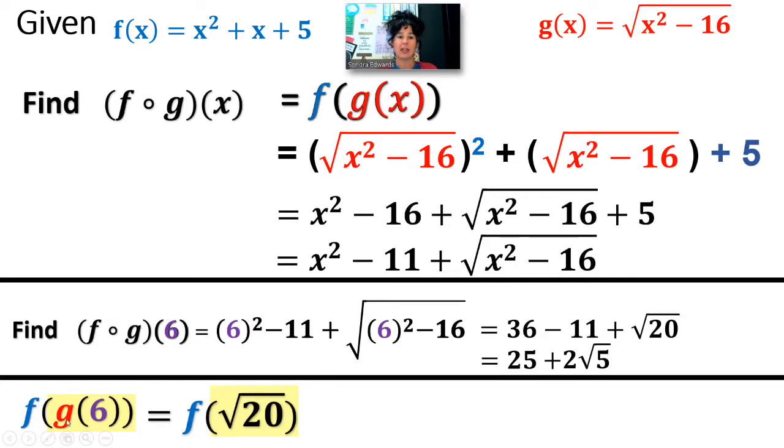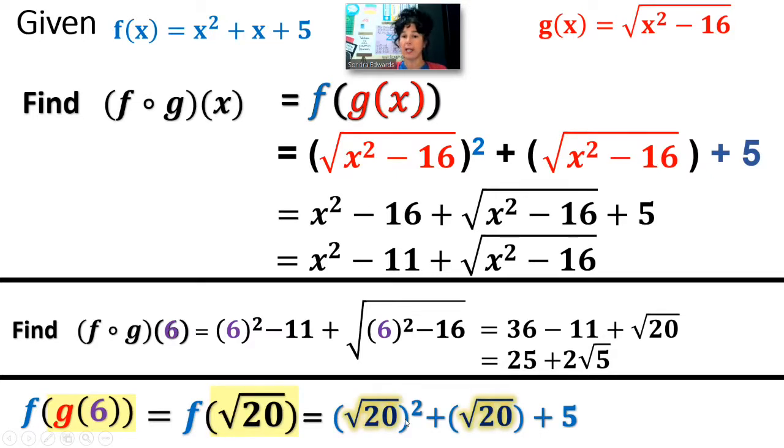Now that we have the answer to the g function evaluated at 6, I can now evaluate the f function at the square root of 20. So if I substitute in root 20 into the f function, I have that. Root 20 times root 20 is 20, plus root 20, plus 5. We simplify that and we're going to get the exact same answer.